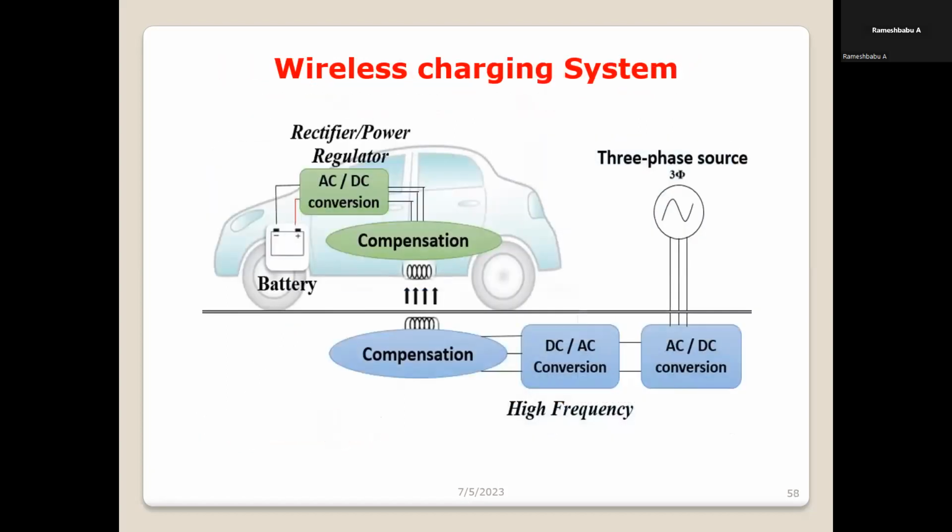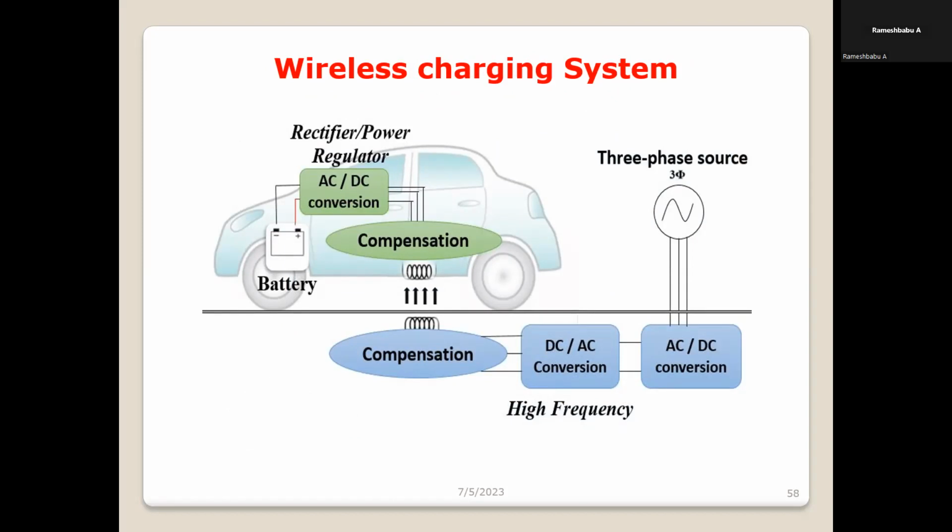Next thing, another research topic: wireless charging systems. It's mainly a charging point. It's a wireless charging system, and it works on the transformer working principle.